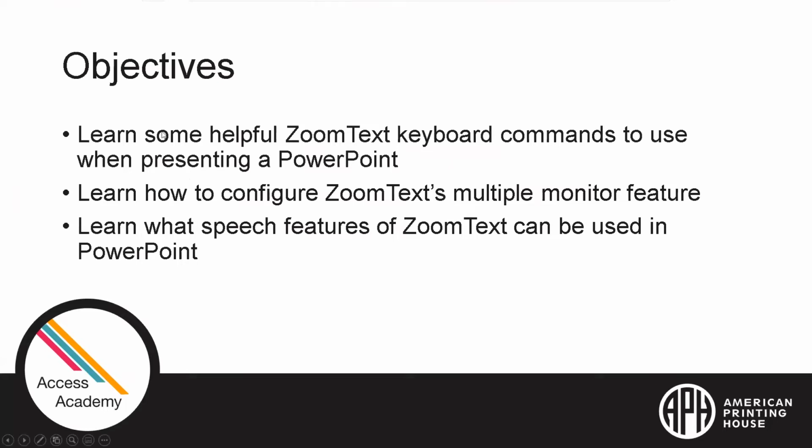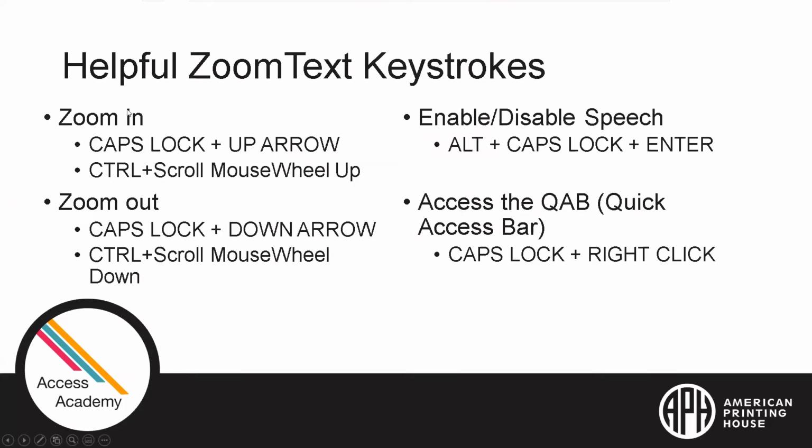All right. So zoom in, zoom out, enable speech, access to QAB. So those are the primary ones. Caps lock up arrow to zoom in, control plus scroll mouse wheel up. Oh, that's wrong. We need to fix that. Let's shift caps, scroll mouse wheel up. Sorry about that. So we'll get that fixed before we publish that. Alt caps lock enter to disable or enable speech, and then access to QAB with caps lock, right click.